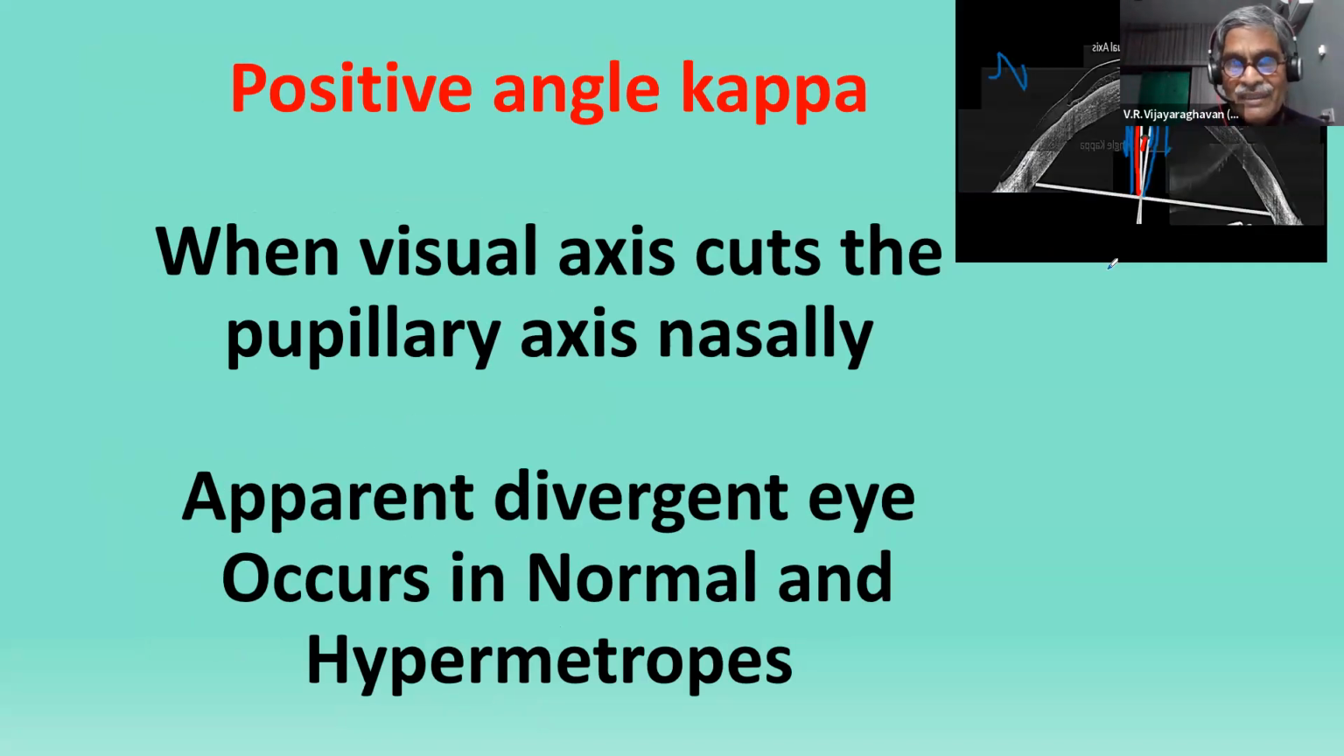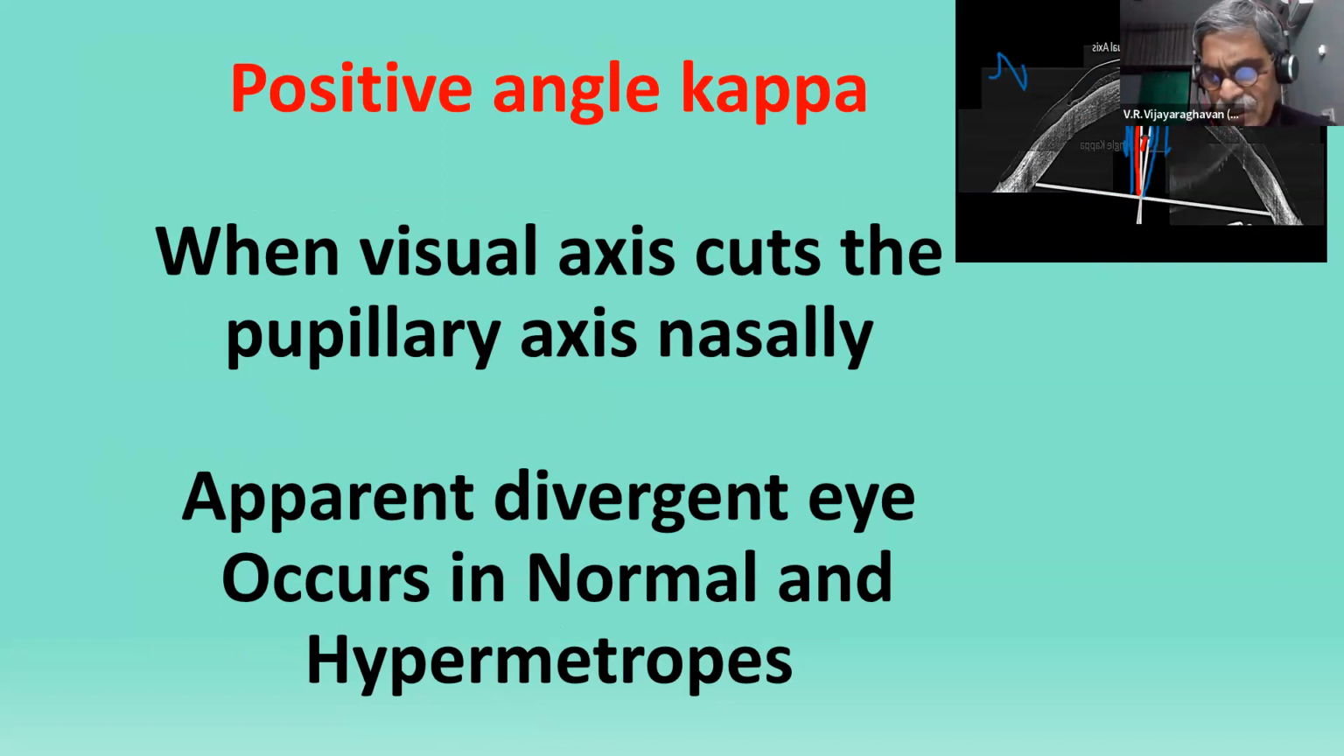What do you mean by that? When you have a positive kappa, the eyeball is slightly outwards, and it appears to have an apparent divergent squint. Never forget, it's an apparent squint, it's not a real one. Please don't get confused. It's an apparent squint. It's not real.